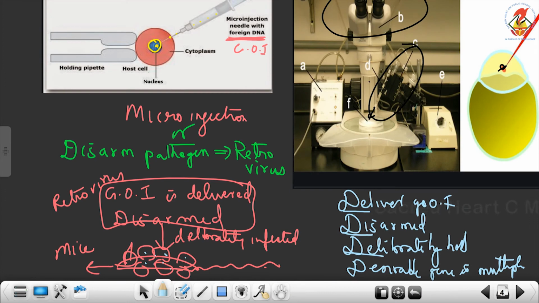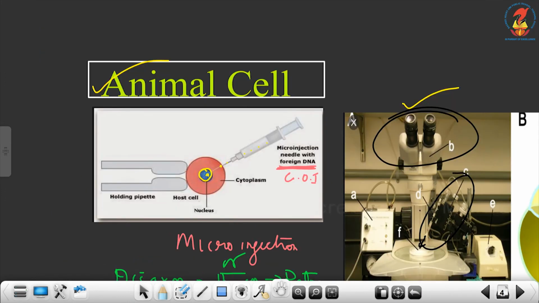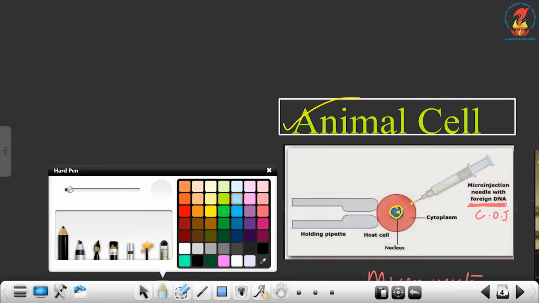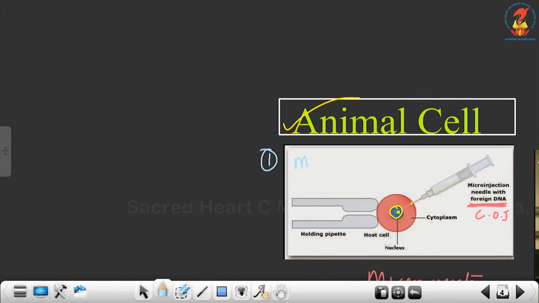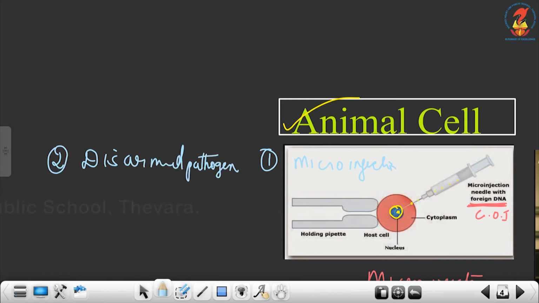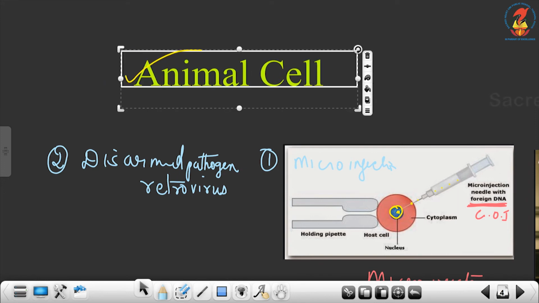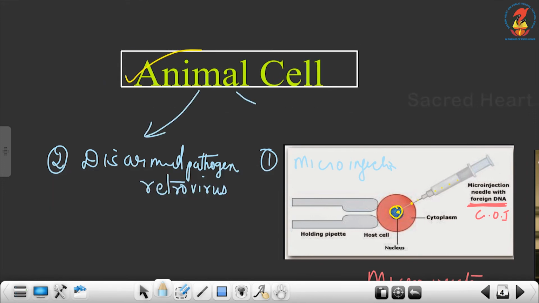Similarly, if animals are the host, we can make use of two options. One option, as I mentioned, is microinjection, and the second option is disarming the pathogen, and here the pathogen is not Agrobacterium tumefaciens, it is retrovirus. I hope you have identified. If an animal cell is used as a host, there are two ways: either you can go for microinjection or you can go for disarming the pathogen, retrovirus.